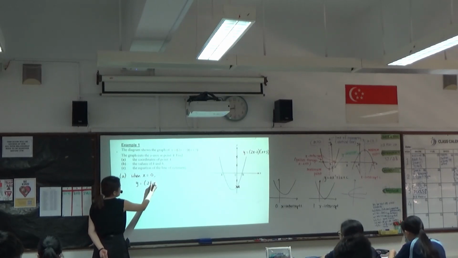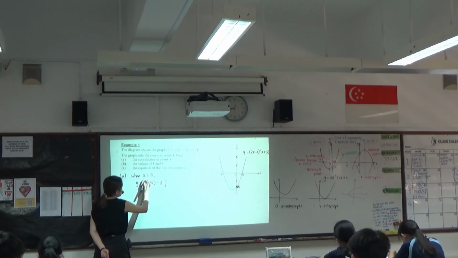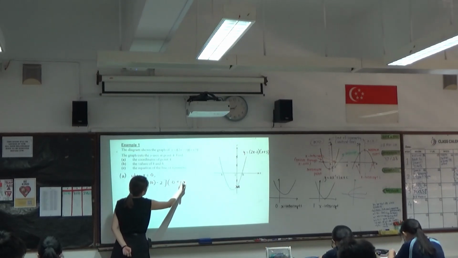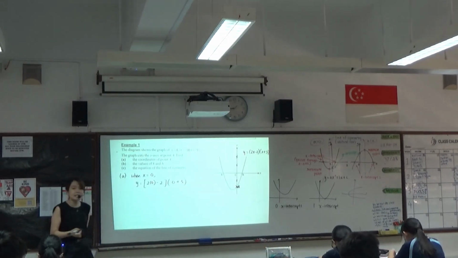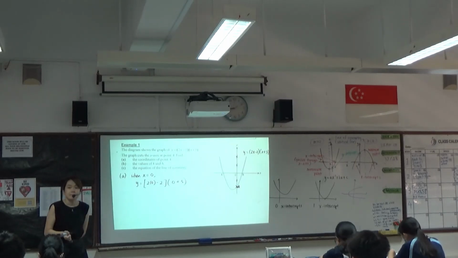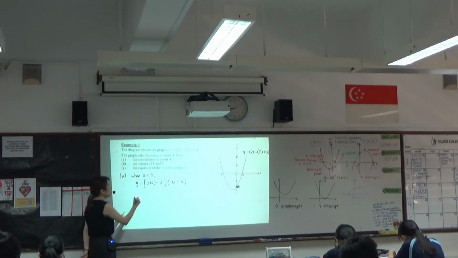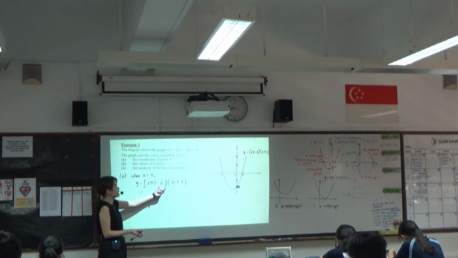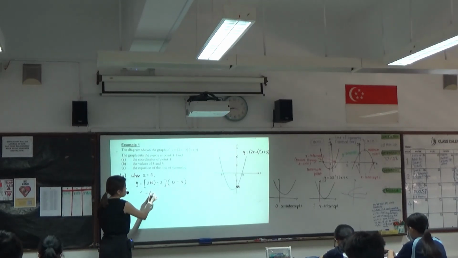So 2 times 0 minus 2, and then after that 0 plus 3. So what I've done is I replaced all the x's with 0. I substituted it. So you can press into your calculator to calculate. Negative 2 times 3, that will give us negative 6.